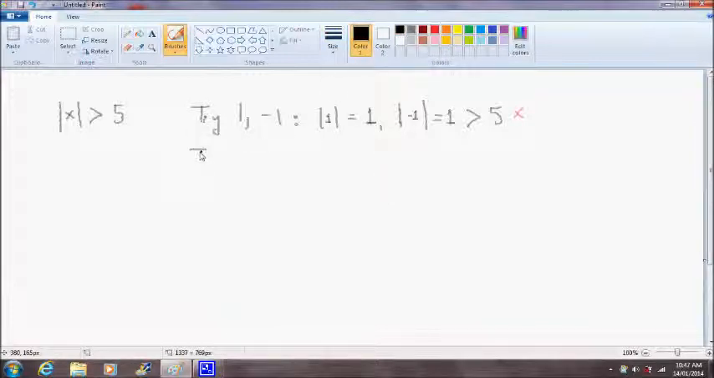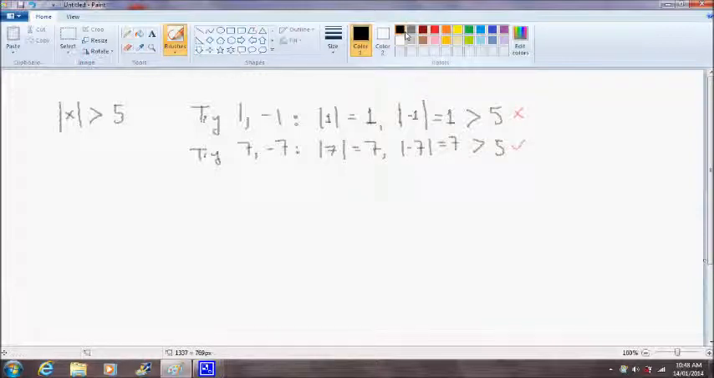Let's try the pair of numbers 7 and -7. So the absolute value of 7 is 7. The absolute value of -7 is still 7. And is that greater than 5? The answer is yes.